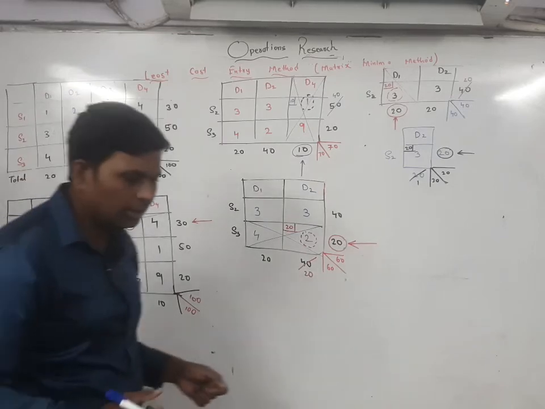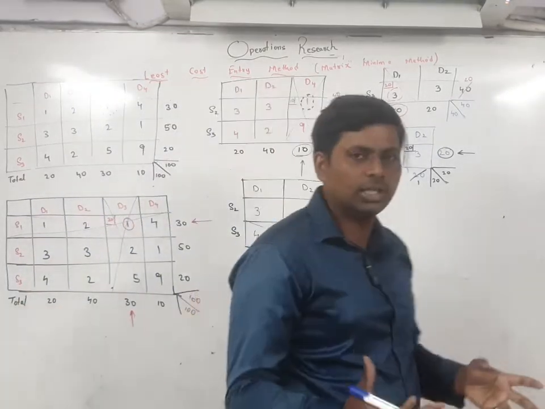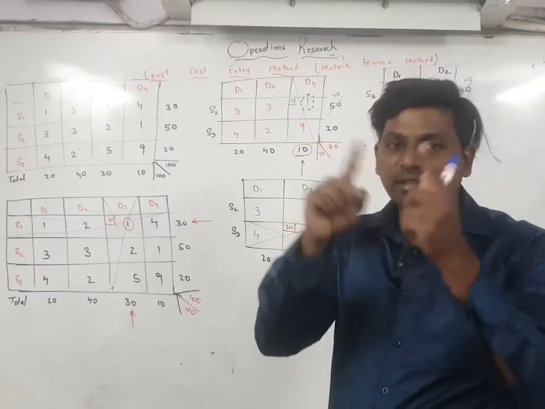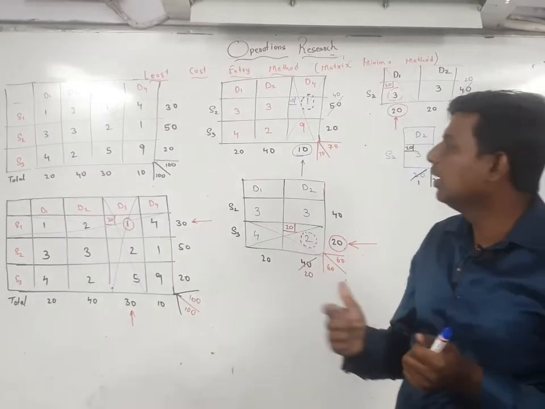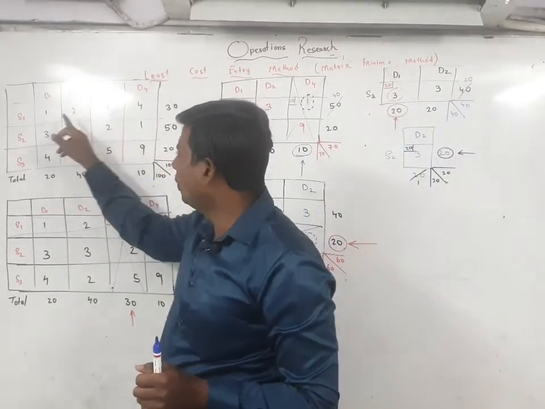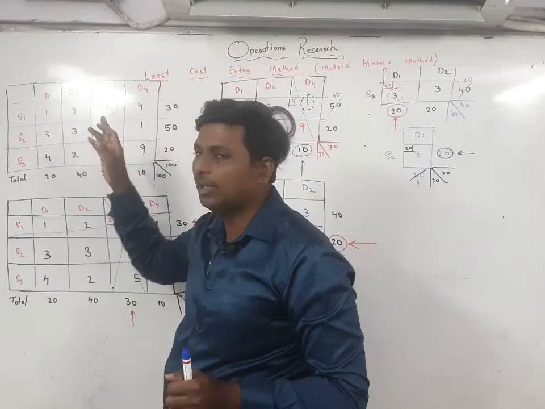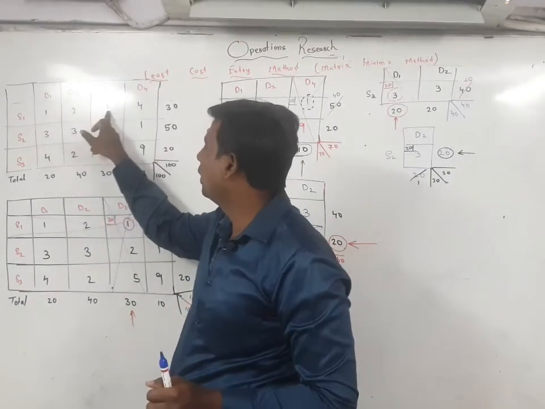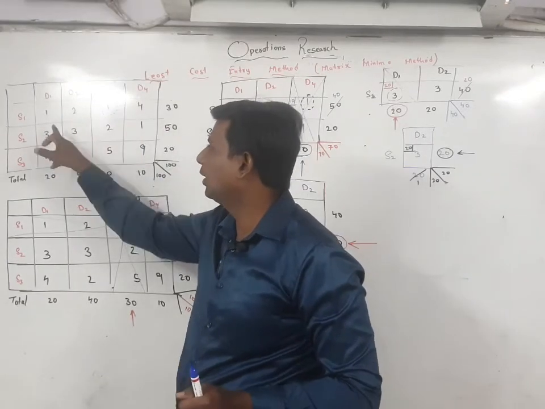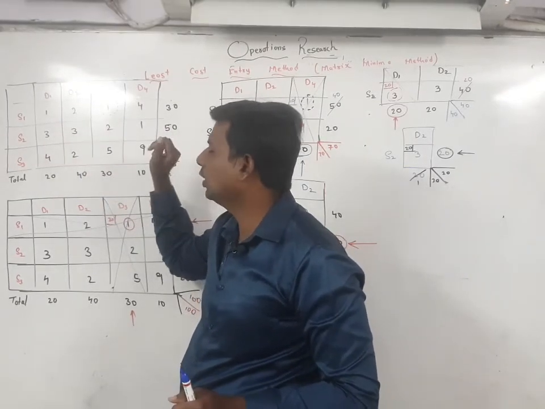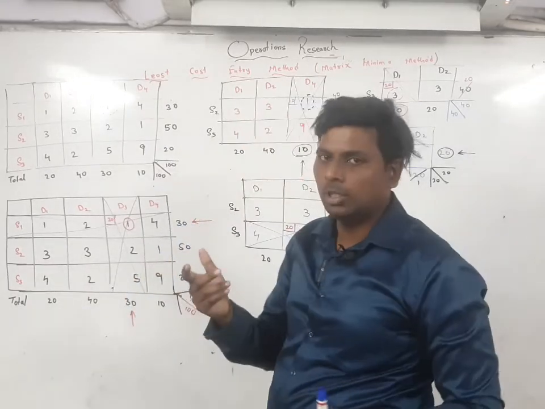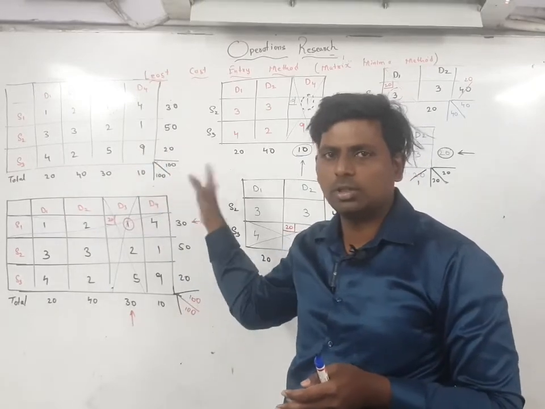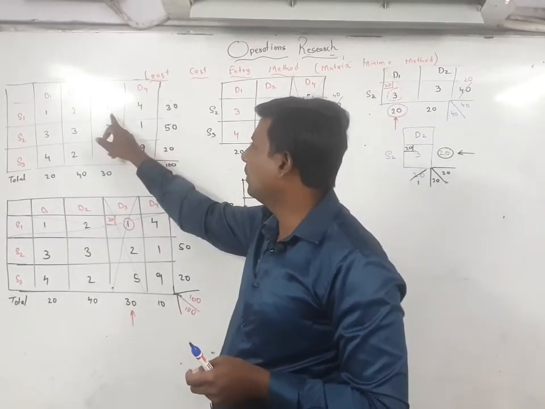Now in the least cost entry method, what is the first thing? First you have to identify which one is the least inside the box. As you can see here, 1 is the least value, but 1 is repeating three times. So it's your wish, you can select any one. It's up to you, so I am selecting this one.